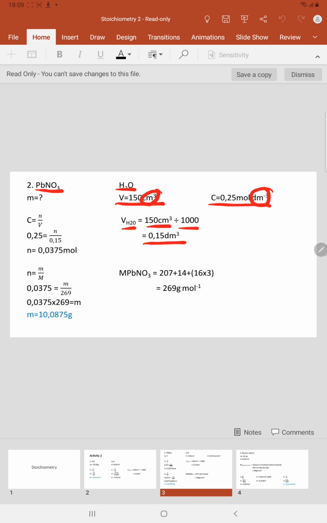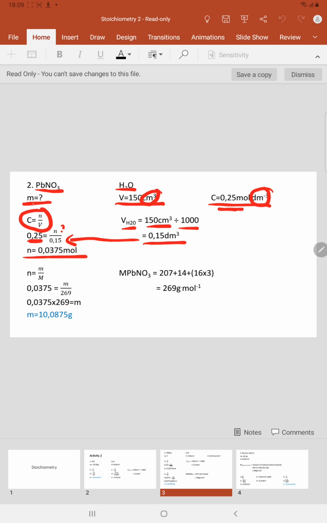The next step will be to use our equation C is equal to N over V. We are given 0.25 as the concentration. We've just solved for the volume of water, 0.15. We can now solve for the number of moles. This gives us the number of moles, 0.075 moles.